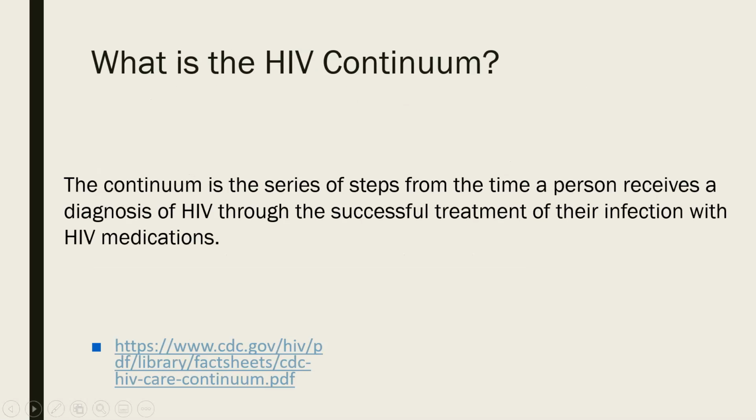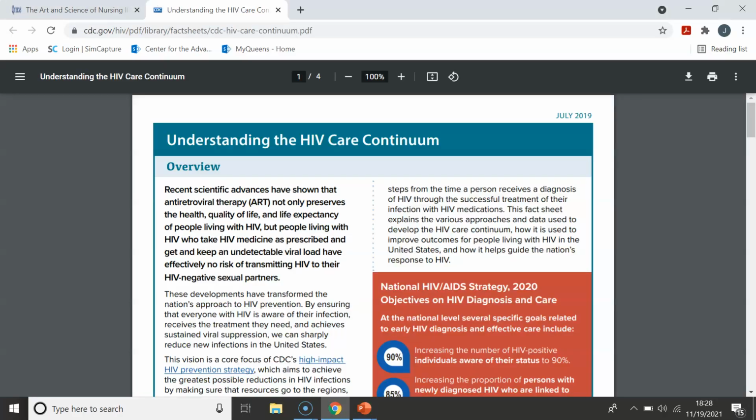Although our textbook does not mention the HIV continuum, I wanted to bring it up because it is the way the CDC organizes their information. The continuum is the series of steps from the time a person receives a diagnosis of HIV through the successful treatment of their infection with HIV or ART medications. Again, we'll look at the CDC website. Here you see the understanding of the HIV continuum.